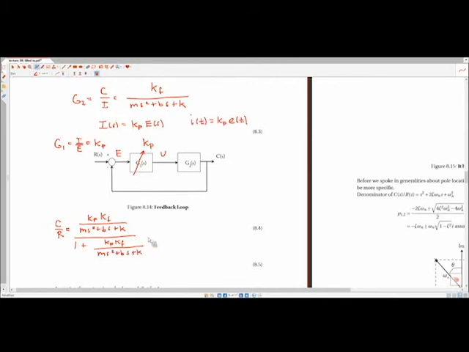All right, and then we want to simplify this. So I'm going to multiply top and bottom by this denominator, ms squared plus bs plus k, to give me the simpler relationship, Kp Kf over ms squared plus bs plus, then k plus Kp Kf.